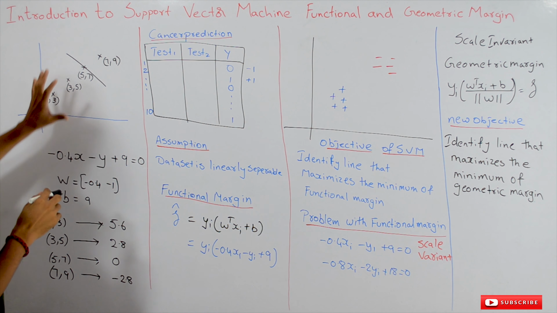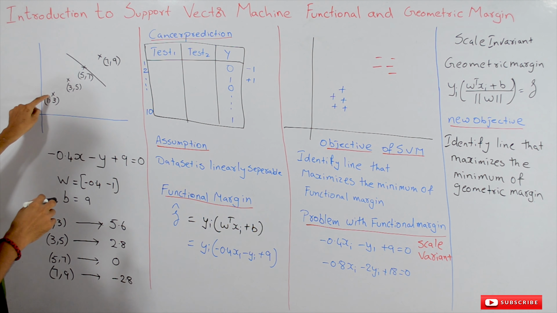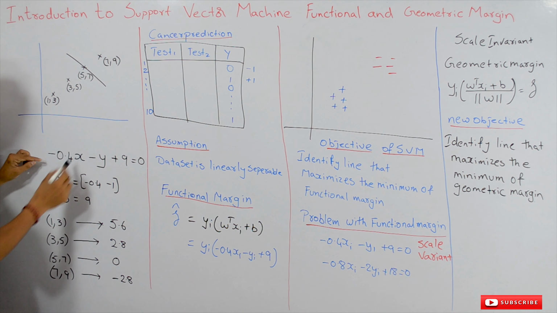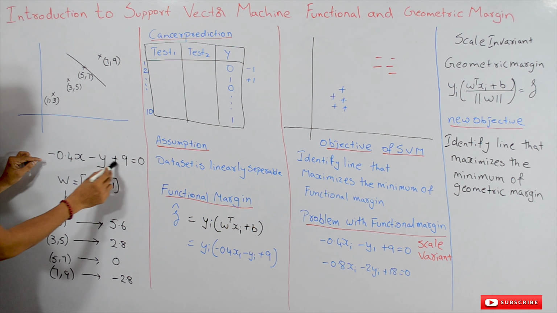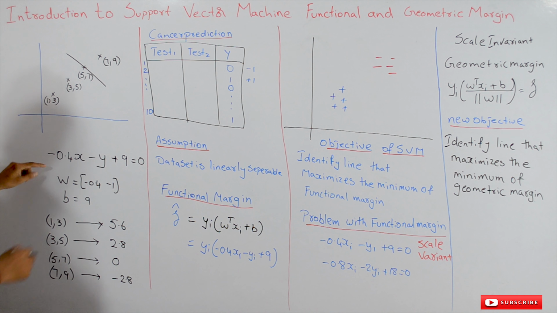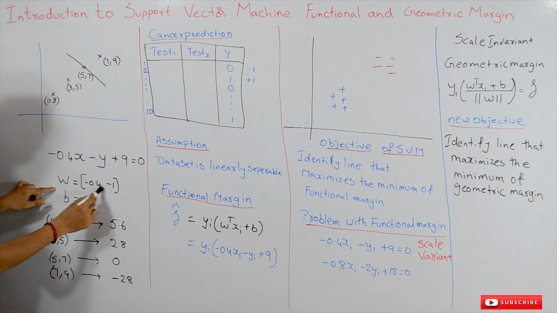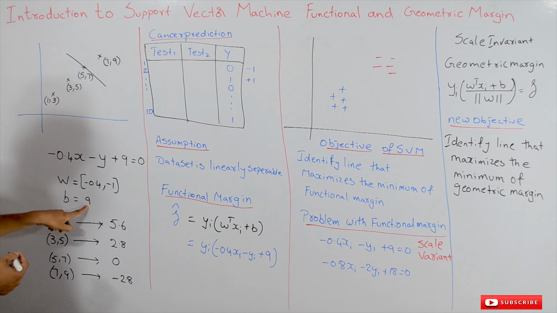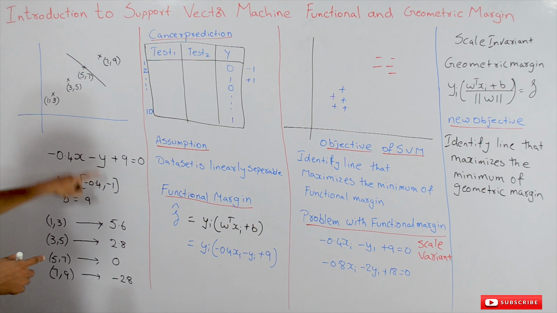Let's check what happens if you substitute these points in the equation of the line. The equation of the line is given as minus 0.4x minus y plus 9 equals 0, where w is equal to (minus 0.4, minus 1) and b is 9. b means the intercept term. In our previous classes we used this term as w naught, where w is w1 and w2, and w naught is the intercept term. Here we are using it as b.